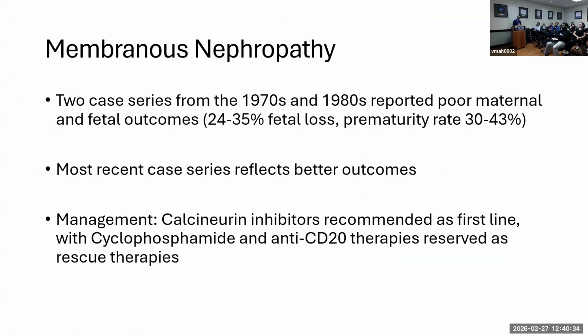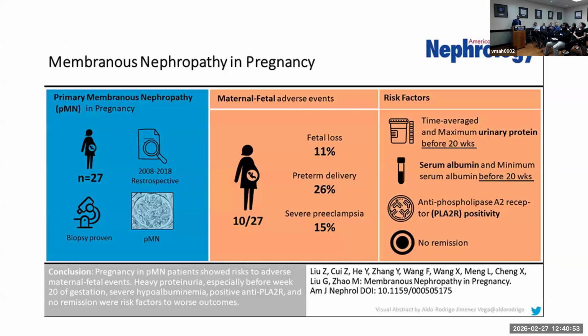So membranous nephropathy, again, not a whole lot of data. There are 2 case series from the 1970s and 80s with poor maternal and fetal outcomes. More recent case series reflect better outcomes. For management, calcineurin inhibitors are going to be your first line, and then cyclophosphamide and rituximab are reserved as rescue therapies.